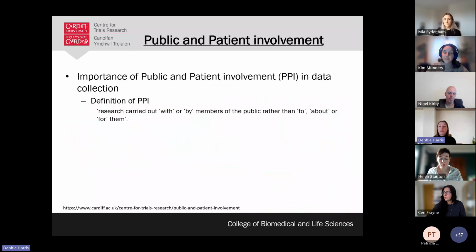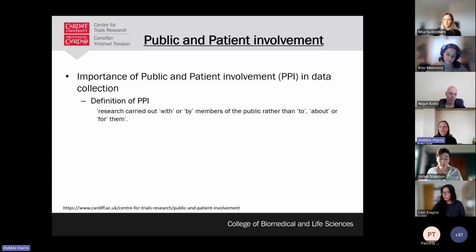I just want to mention the importance of public and patient involvement, otherwise known as PPI, in data collection. The definition of PPI is research carried out with or by members of the public rather than to, about or for them. We have PPI representatives on our trial management groups and who we work in collaboration with in all aspects of the trial. This includes the planning, designing, managing, conducting, dissemination and translation of the research.